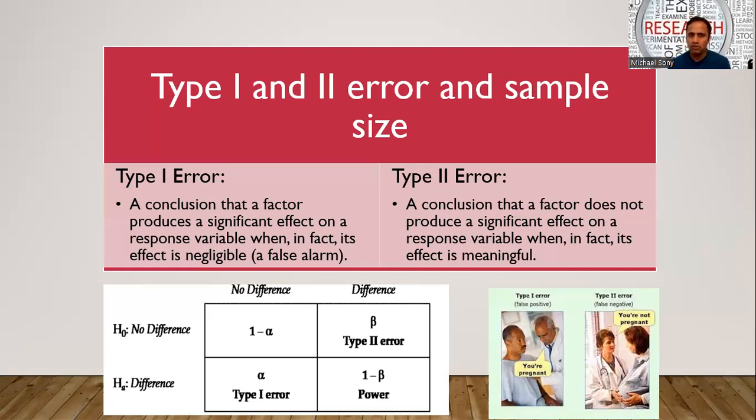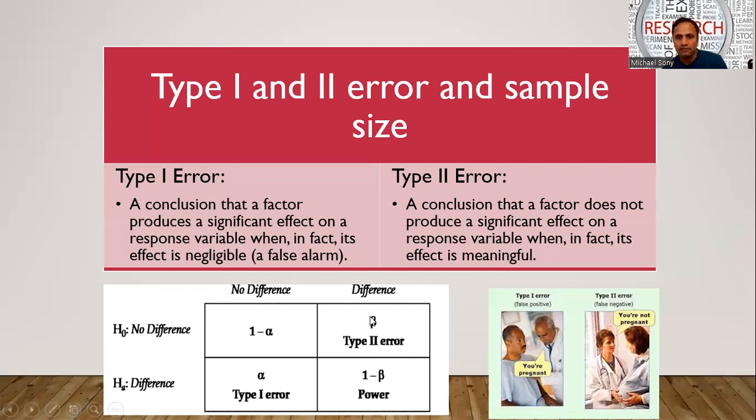But there exists also another criterion. When exactly there is a difference, what is the probability that the test could detect it? When there is a difference, like in this case, this woman is pregnant, and your test shows that there is a difference, that this woman is pregnant, this is called the power of a test. That means the power to show a difference when there is a difference. So this is called the power of a test, 1 minus beta.